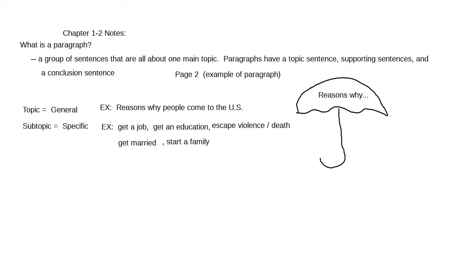Okay, so again, general would be reasons why people come to the United States. Specific would be the subtopics: get a job, start a family. Okay, think of it like an umbrella, where at the top you have the big idea, and then you put the smaller subtopics underneath. Okay, so they're being sheltered by the big idea.